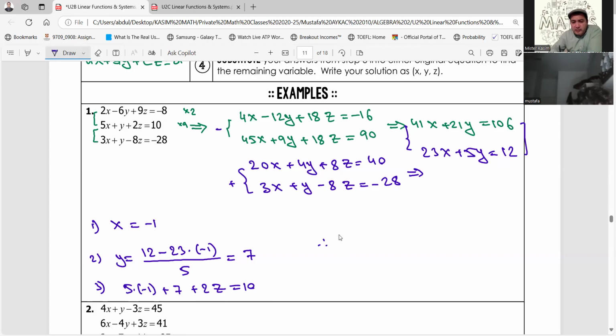And now I can write the solution, x and y and z. It should be equal to, what is it? X is -1, y is 7, and how about z? -5 and 2. It is 8. 8 divided by 2, it should be 4.